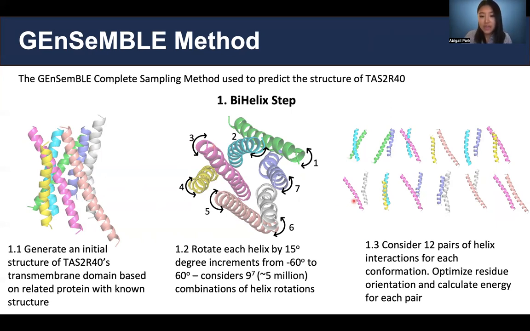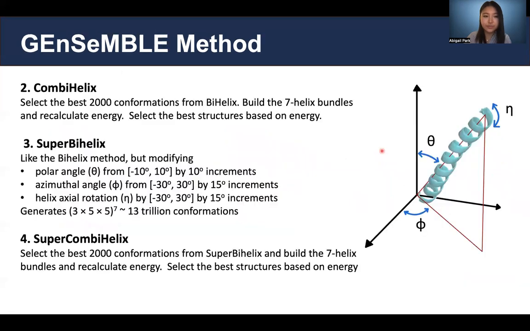And then out of the 7 helices, there are 12 pairs of helix interactions. For example, helix 1 really only interacts with helix 2 and helix 7 and never really interacts with, let's say, helix 5. So we consider each of the helix pairs separately. We optimize the side chain orientations and calculate the energy for the interactions. And then we select the best 2,000 conformations by helix. Taking all the 12 pairs, we build the 7 helix bundles and recalculate energy. And then we select the best structures based on energy. And these structures then proceed to super bihelix.